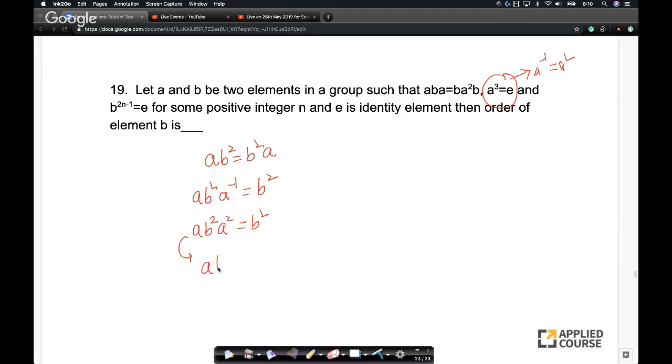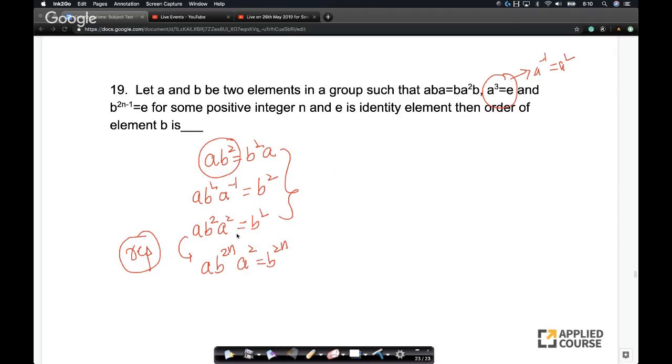Now, if I repeatedly keep applying this, I can write this as A into B power 2n into A square equals B power 2n. This is one application, right? If I keep repeating that, look at this, I again have AB square equals B square A. If I keep repeating this exercise, by repetition, I can write this for some n.